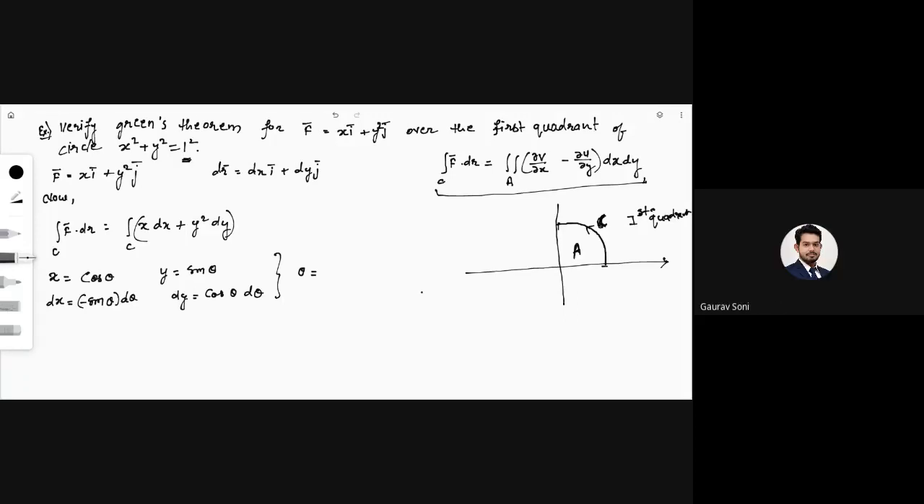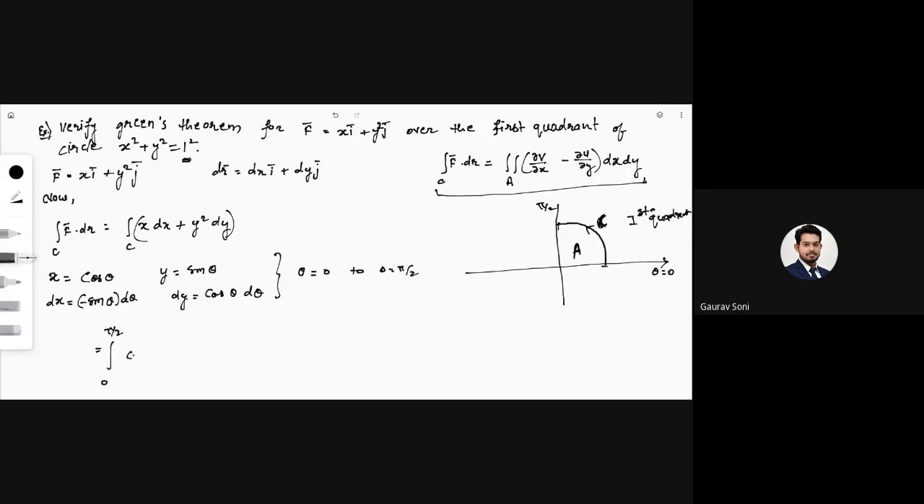0 to pi by 2. On the x-axis, theta is always 0. Y तक pi by 2 हो जाता है. So theta is running from 0 to pi by 2. Put all of this in this integration. So this will be equal to 0 to pi by 2.